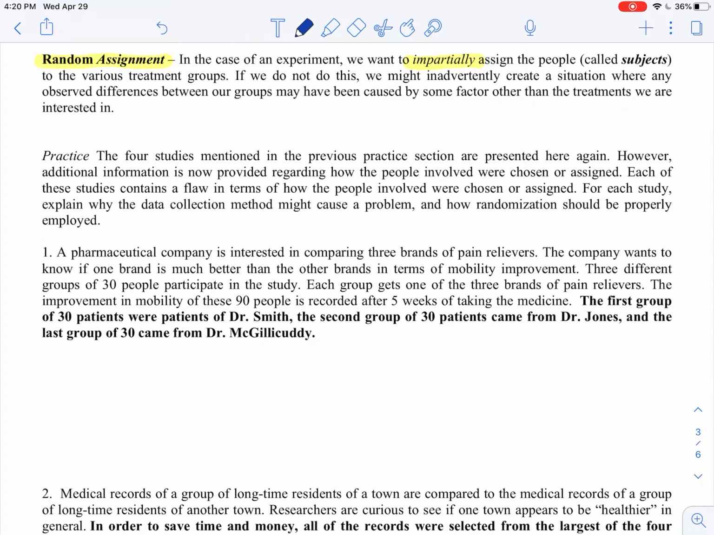Okay, the first group of 30 patients were the patients of Dr. Smith. The second group were the patients of Dr. Jones. The third group was the patients of Dr. McGillicuddy. What's the problem with the way that these people were selected? The answer is that they didn't use random assignment, okay?